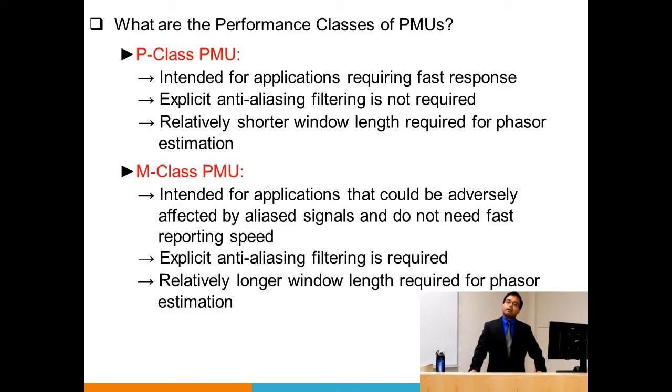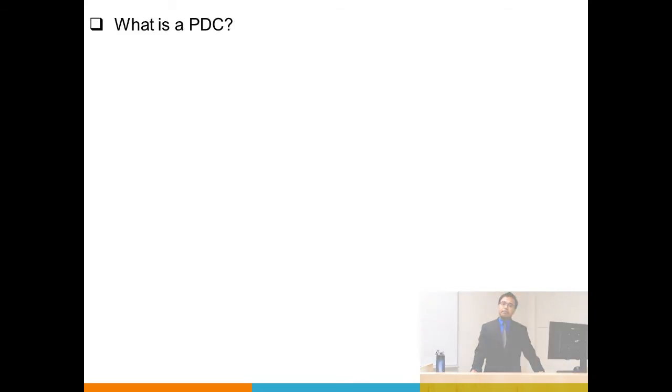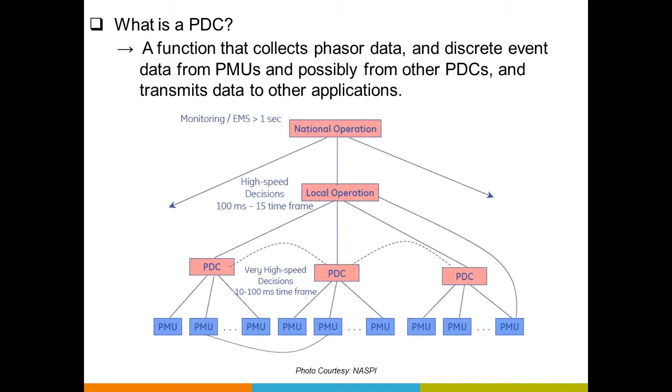So that is the basic classification of the performance classes of the PMUs. Now let's look at another important component in the synchrophasor technology infrastructure, that is a phasor data concentrator, a PDC. Now what is a PDC? A PDC, according to the IEEE standard, is basically a functional unit which collects the phasor data and all the other discrete event data from the different PMUs or maybe some lower level PDCs and sends the data to the higher level PDCs or maybe to the applications running the EMS in the control center.